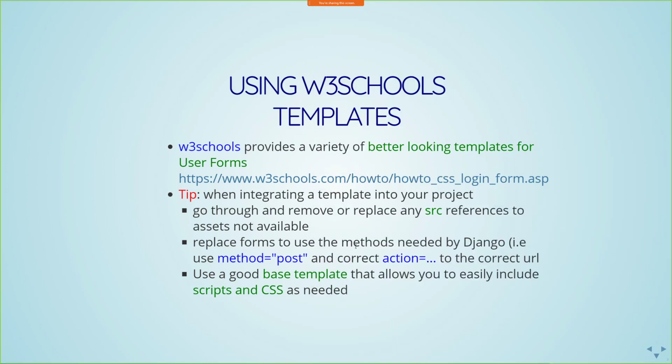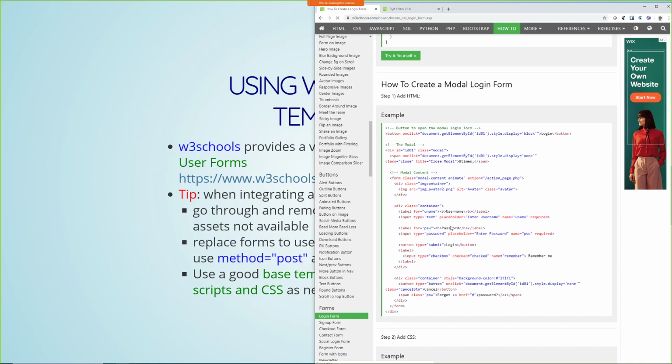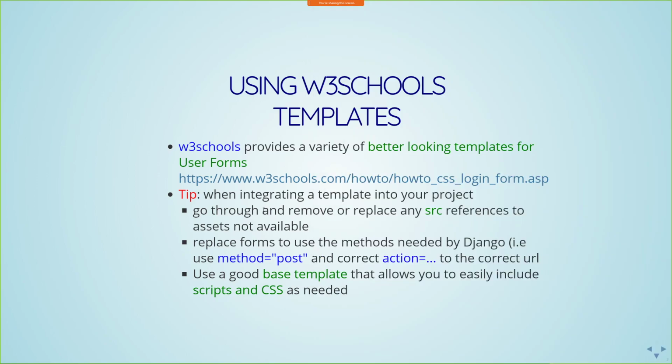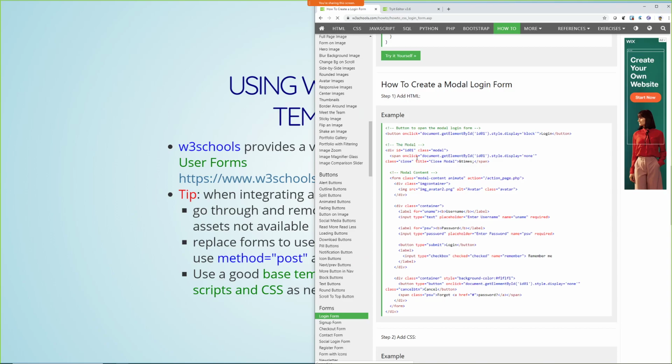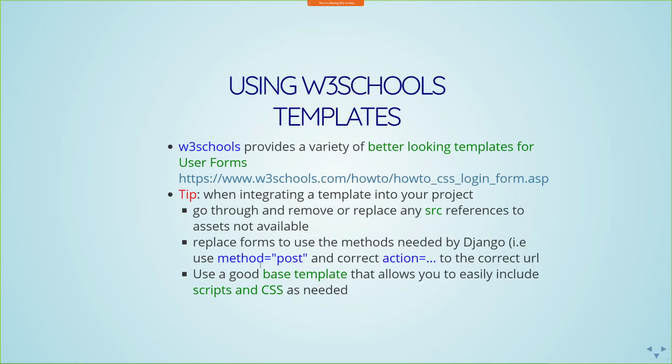When you have forms, make sure the forms are working the way we need them to work with Django. So you'll look and see, inside this form, it just has an action here and it has no method. So make sure the method is specified to be post and make sure the action is equal to the right URL. And also, it's a good idea to use a good base template that allows you to easily modularize some of this code that you're copying and pasting. So let's go over an example of doing that right now.